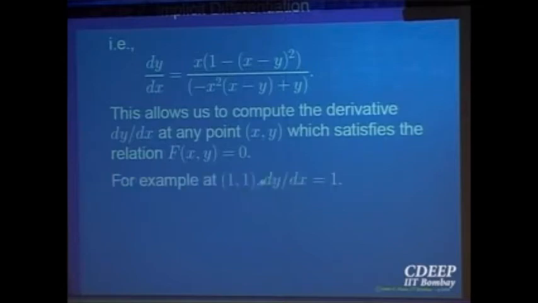So for example, at (1, 1), dy by dx, you can put the value x equal to 1 and y equal to 1. So this is the advantage of implicit differentiation, right? You may not explicitly know the function, but still you are able to find dy by dx. Of course, you have to be assured that y is explicitly representable as a function of x. That has to be assured by the implicit function theorem. So this is what is called implicit differentiation.